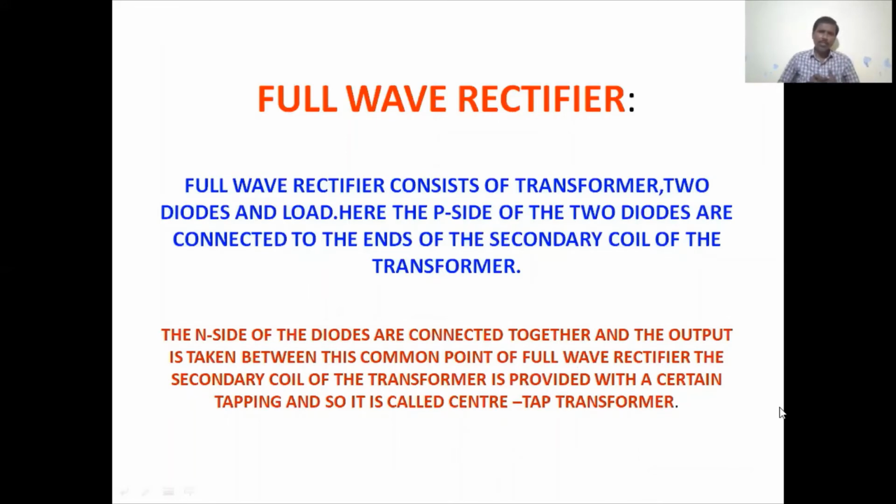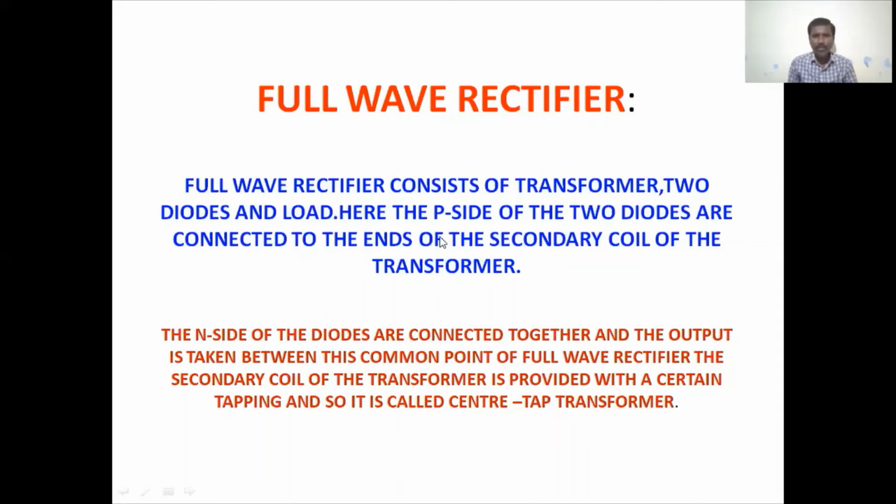Next one is the full wave rectifier. So what is a full wave rectifier? A full wave rectifier consists of a transformer, two diodes and a load. In a full wave rectifier, a center tap transformer is used, and two diodes and a load are the main parts.